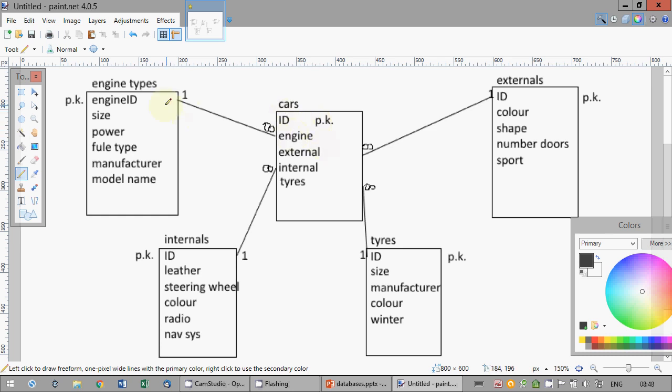Each car contains only one engine. Okay, each internal setting type goes into different cars, and each car contains only one internal setting type. A type of tires goes into many cars, and the cars contain only one set of type of tires. One car contains only one external type, and each external type goes into different cars.